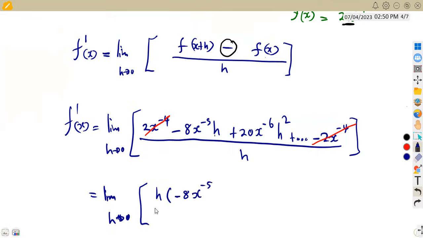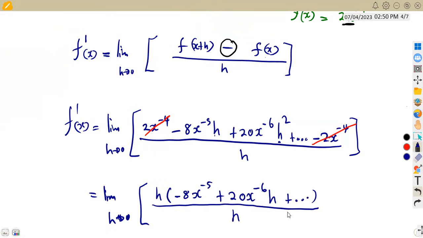H and h here cancel. Then we factor out h here. There are two of them, so we remain with 1. So it's going to be plus 20x to the exponent of minus 6h plus and so on and so on. These terms that we are saying and so on and so on, they are in terms of h, so they have got no issue. They just represent a 0 later on. All right, so that's it. We can cancel the h and the h here.